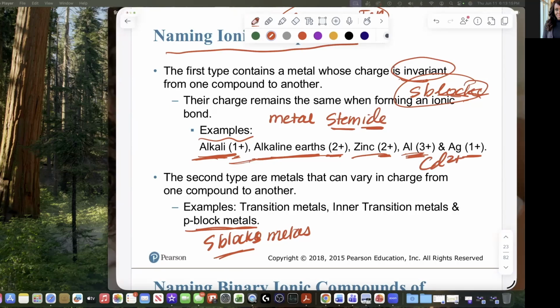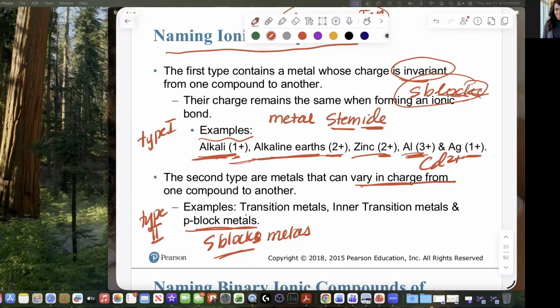The second type of metals, these are the ones that have many charges. They're variant. Of course, the first one is type 1, right? That's the name I don't like. And this is type 2. It doesn't give you much information. You have to know what type 1 and type 2 are. But type 2 vary in charge. They have more than one charge. You have to specify their names.